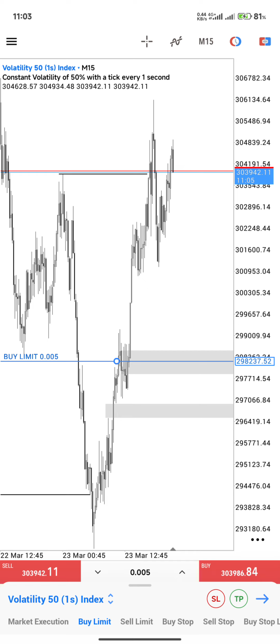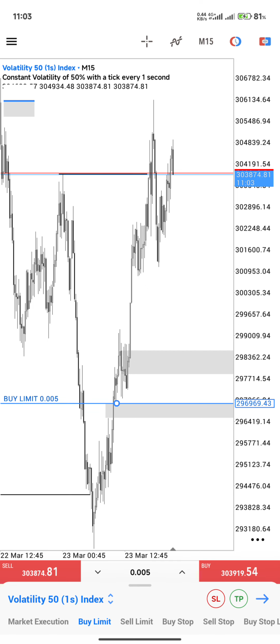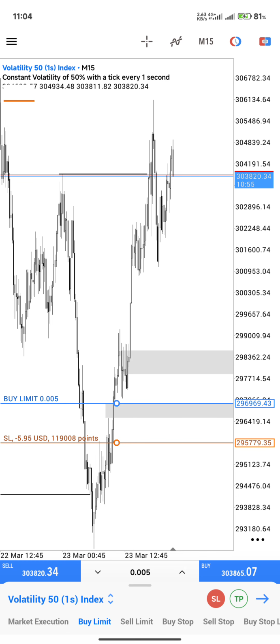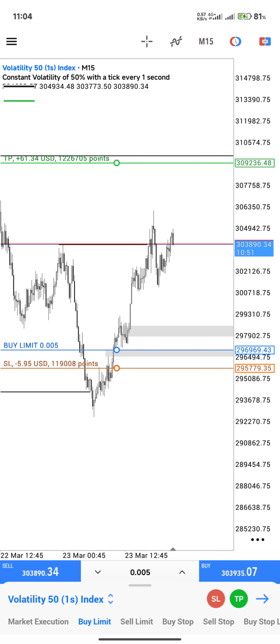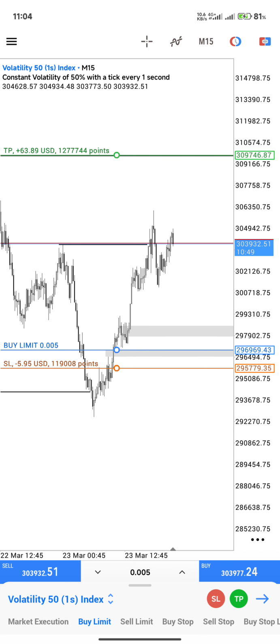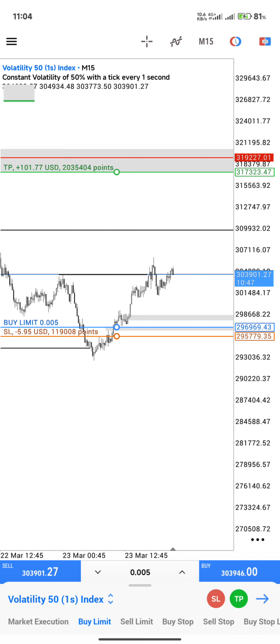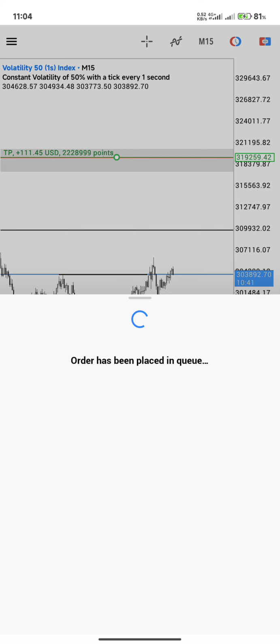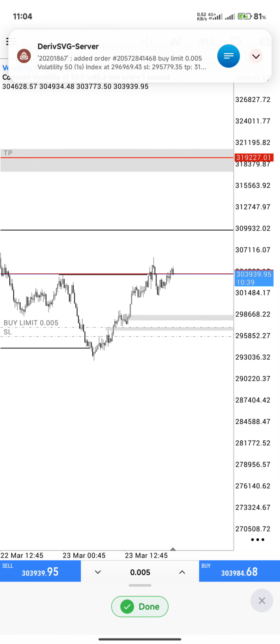Take a trade here, just at the beginning of the fair value gap, and then I could keep my take profit here, or I could take it as high as this. There we go.